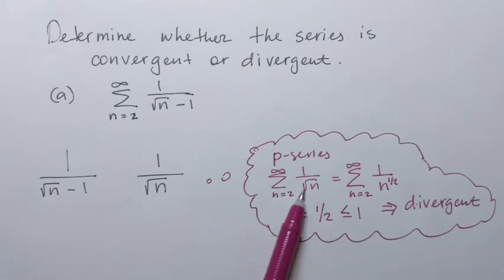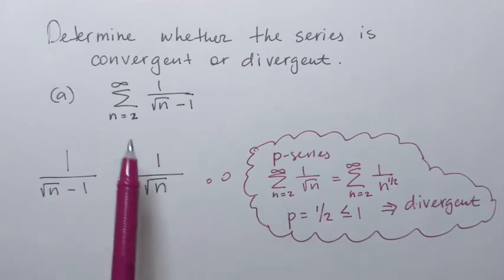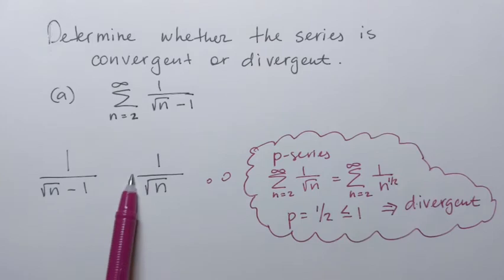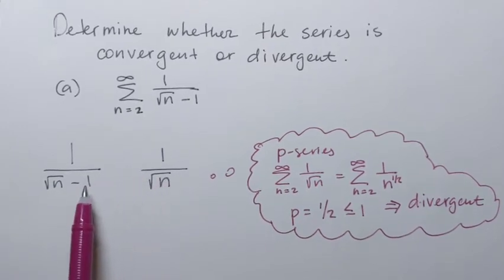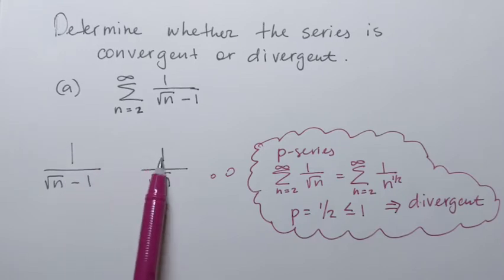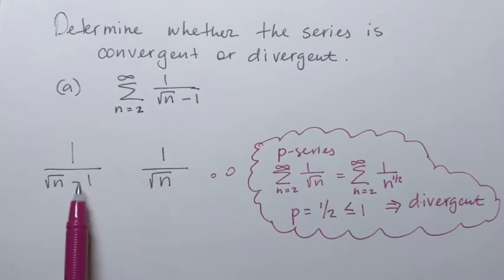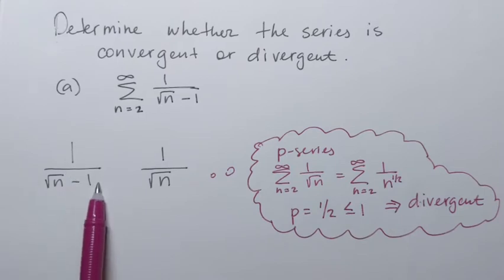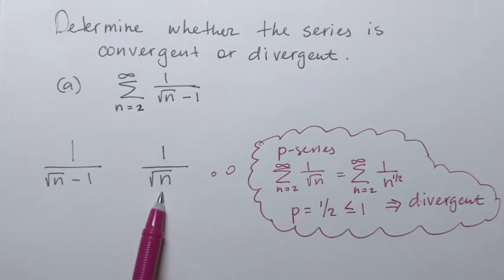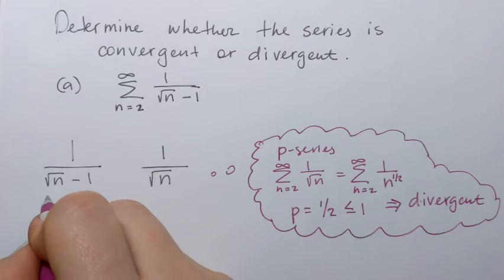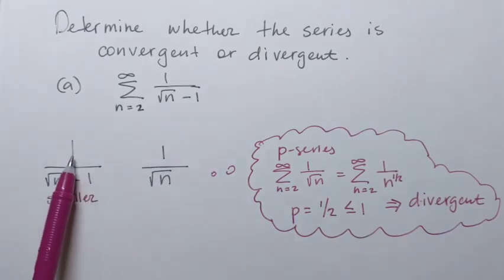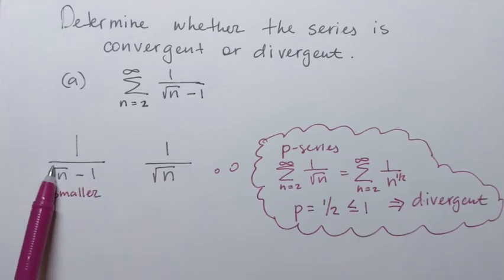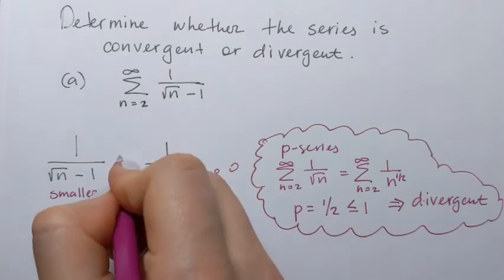But let's see if we can use it to actually say something about our series. For that, we need to determine the sign to put in between them. How do they compare? Numerators are the same. What can we say about the denominators? This denominator is smaller than this one over here, since it's 1 less. And since this denominator is smaller, the overall quantity is bigger, right? So we'll have to use the greater sign.